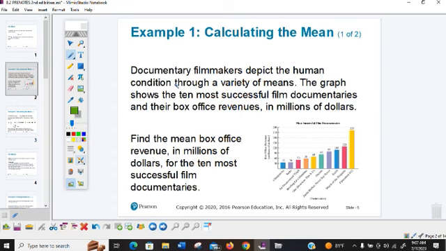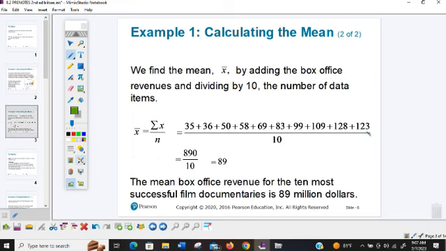So example 1 says documentary filmmakers depict the human condition through a variety of means. The graph shows the 10 most successful film documentaries in their box office revenues in millions of dollars. Find the mean box office revenue in millions of dollars for the 10 most successful film documentaries. So here they are. The numbers are listed. So what we're going to do is add all of those revenues up, and divide by 10 because there were 10 movies. You end up with 890 divided by 10, so your answer is 89. So the mean box office revenue for the 10 most successful film documentaries is $89 million.